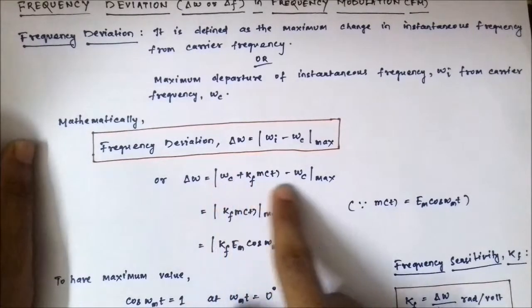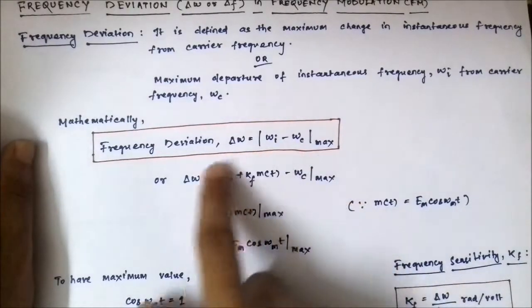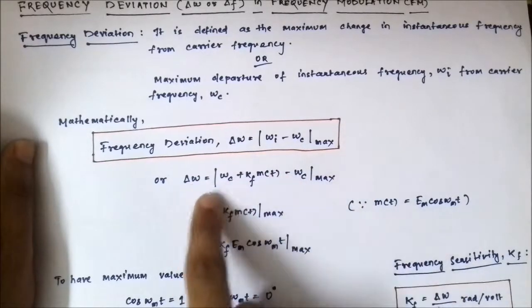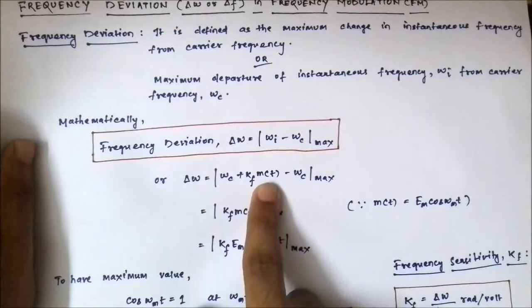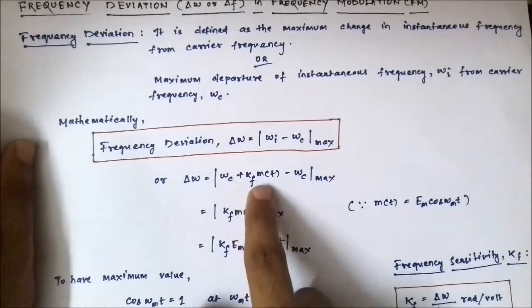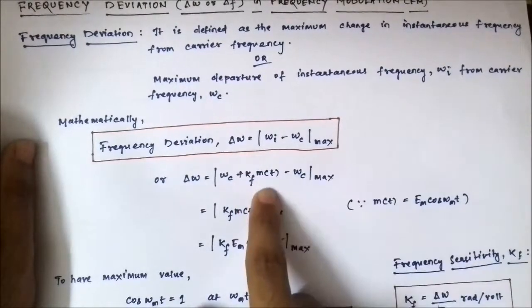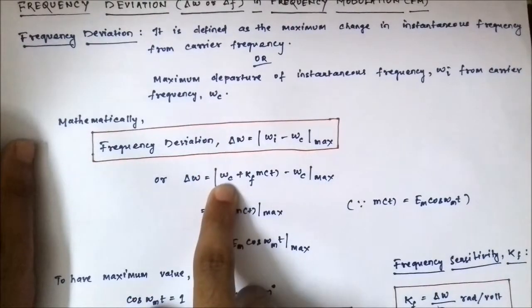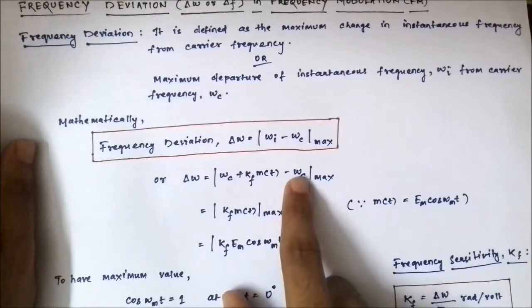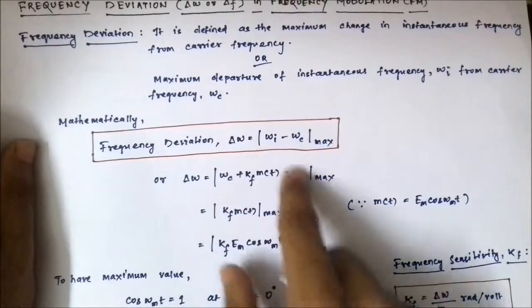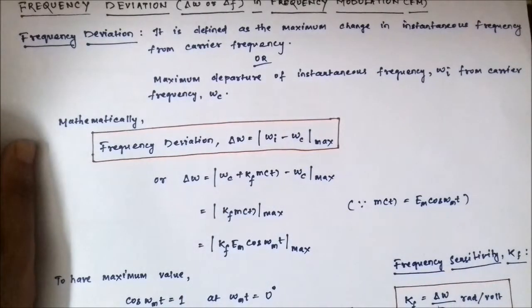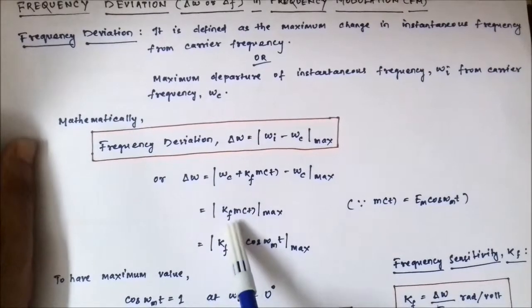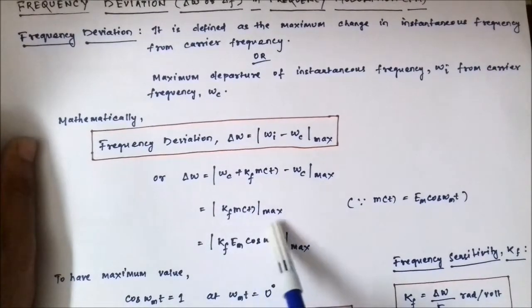This is the maximum change that can happen in the carrier frequency because of the message signal. kf m(t) is the change that happens to the carrier frequency. So when we subtract the carrier frequency from it, we get the change that has happened to the carrier signal as a result of frequency modulation. So that gives us modulus of kf m(t), max.